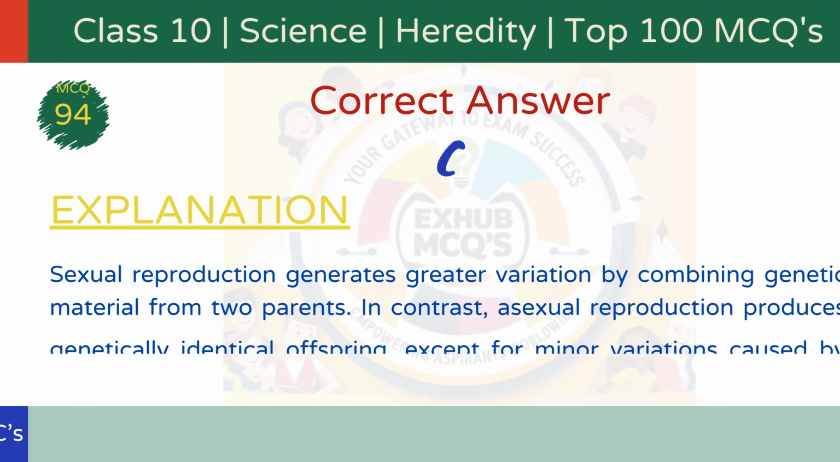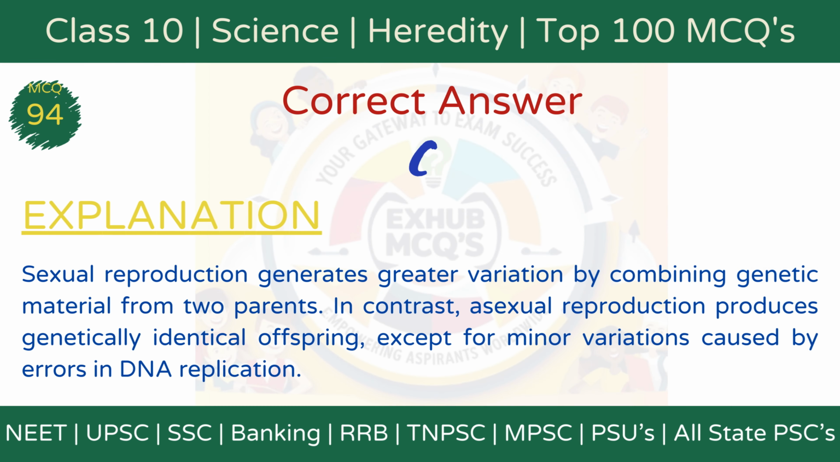The correct answer is option C, sexual reproduction creates greater variation. Explanation. Sexual reproduction generates greater variation by combining genetic material from two parents. In contrast, asexual reproduction produces genetically identical offspring, except for minor variations caused by errors in DNA replication.